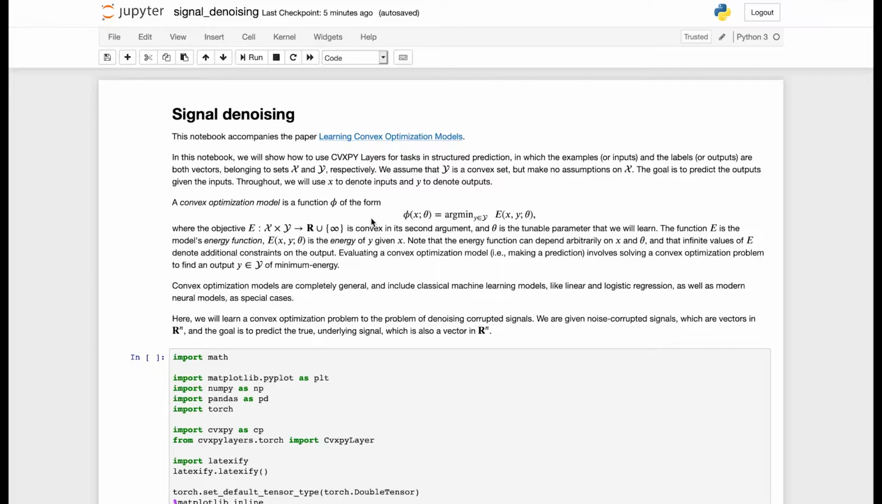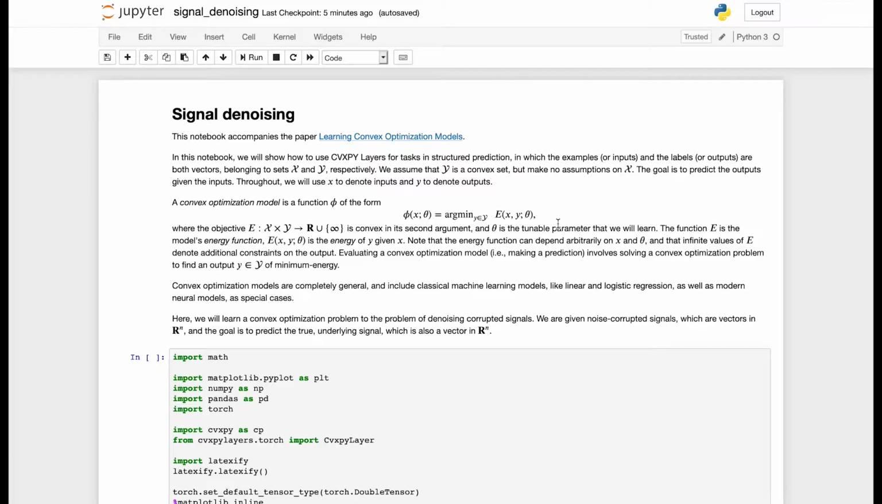Given an input x, the prediction that a convex optimization model makes for that input is the argmin over y of a function e of x, comma y. That function e is the energy function, which is parametrized by theta. We make some assumptions on the structure of this optimization problem. The objective function e is assumed to be convex in its second argument, and theta here is the tunable parameter that we're going to learn.